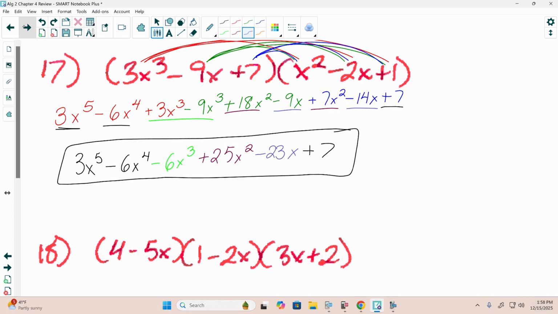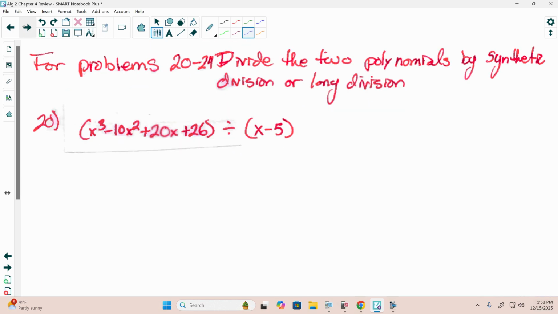All right. Number 23 and 24: divide the 2 polynomials by synthetic division or long division. On the test, you have the choice to do synthetic or long division. You don't have to do it both ways. You just need to do one.